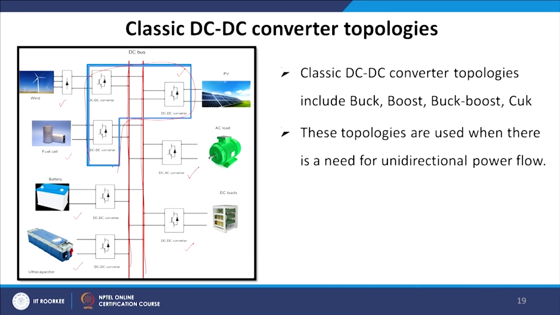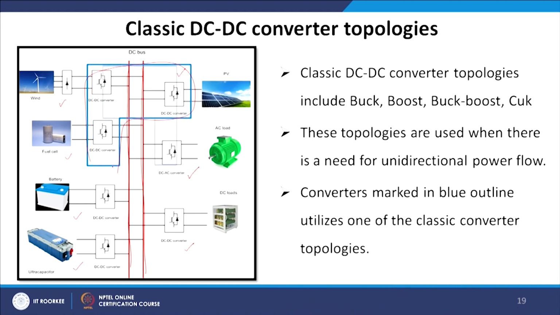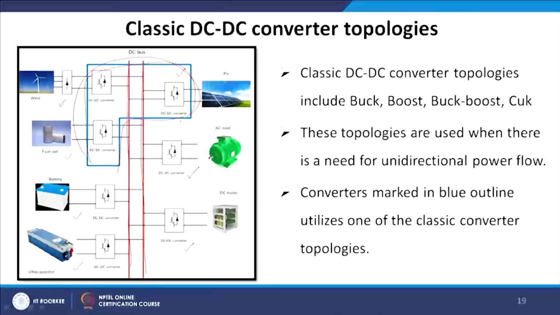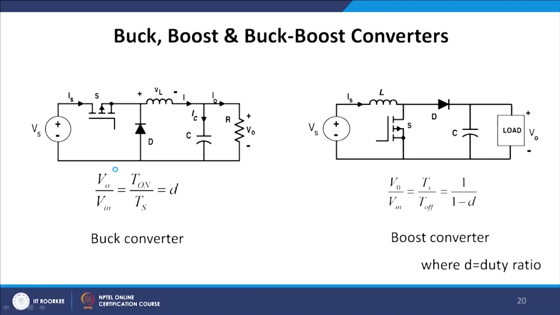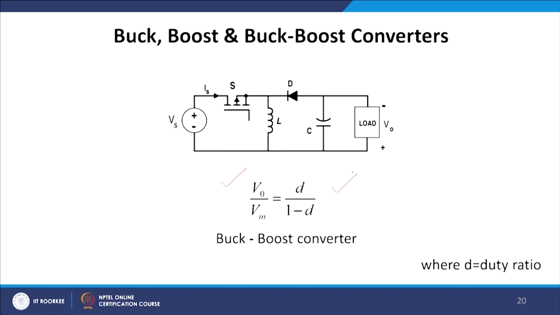These topologies are used when there is a need for unidirectional power flow. Converters marked in blue outline utilize one of the classic converter topologies. So, this is what we talked about, they all represent the classic topology of converters: buck, boost, buck-boost converter, and their mathematical modeling is given by; this is for buck representation, this is my boost converter modeling, and this is buck-boost converter representation.